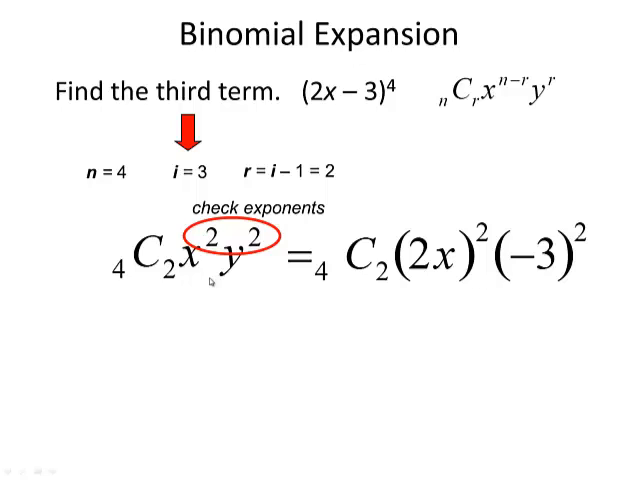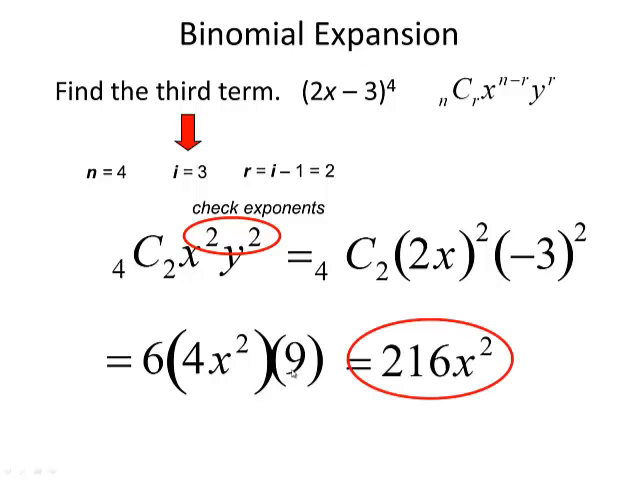And this is 4c2, and x is 2x, and y is negative 3. Square both of these, and 4c2 is 6. 2x squared is 4x squared. Negative 3 squared is 9. So 4 times 6 times 9 is 216x squared.